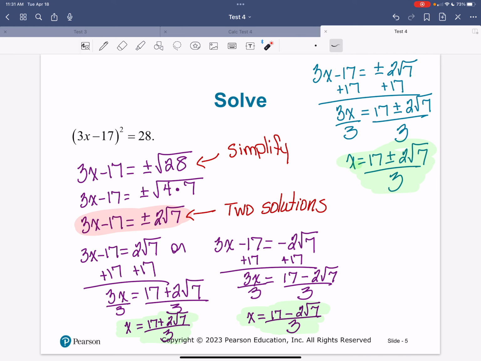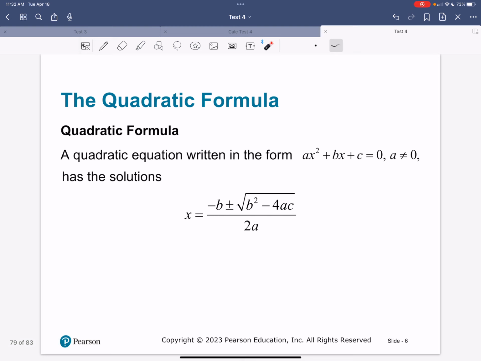Now, when we start doing the quadratic formula, you're going to see this a lot more. Even if you don't remember how to use the quadratic formula, most people remember the term from high school. Here's the quadratic formula. It will be given to you. You do not have to have it memorized. Negative b plus or minus the square root of b squared minus 4ac all over 2a. That's the quadratic formula.